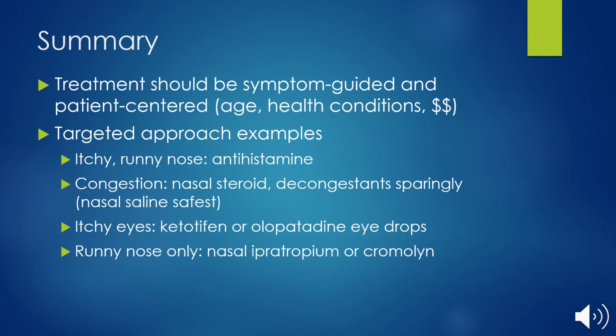So in summary, your treatment should mostly be symptom guided and patient centered based on their age, other health conditions, cost, all that kind of plays a factor into your choice of agent. And then additionally, I just wanted to touch on some targeted approach examples again. So if most of a patient's symptoms are related to itchy, runny nose, then your agent of choice would be an antihistamine. If most of their symptoms are related to congestion, then your most effective agents would be a nasal steroid or decongestants, used sparingly, remembering the intranasal ones only for 3 to 5 days. And you could also use nasal saline. It's the safest option in this category. For itchy eyes, ketotifen or olopatadine eye drops would be your preferred agents. And if they're just having a runny nose only, nasal ipratropium or cromolyn may be your best bet.